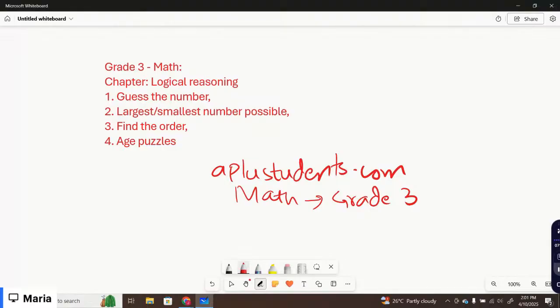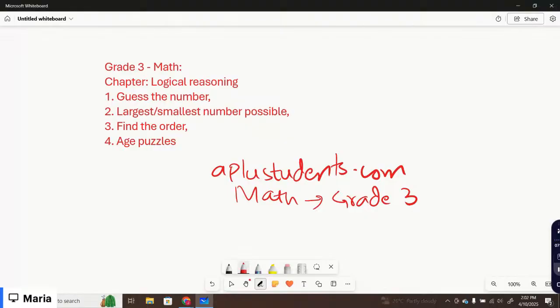There you can find a list of the chapters. We're going to start with the chapter logical reasoning. The lessons we are going to cover today are guess the number, largest/smallest numbers possible, find the order, and age puzzle.